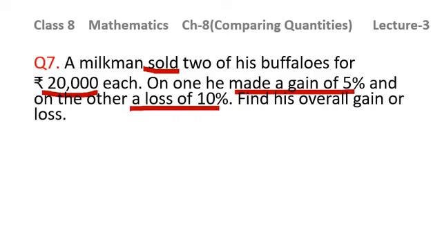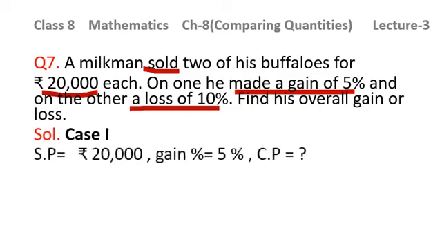Here in this case SP is given. On one he is making a gain of 5%, on the other he is getting a loss of 10%. We need to find overall gain or loss. Case 1 same, I have divided this again into two cases. SP is given to us for one of the buffalo, 20,000. Gain percent is given as 5%. We need to find out CP.